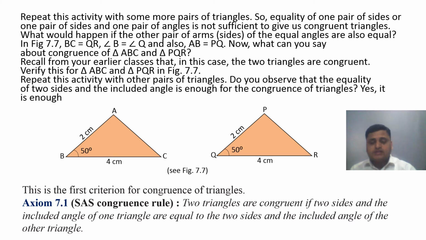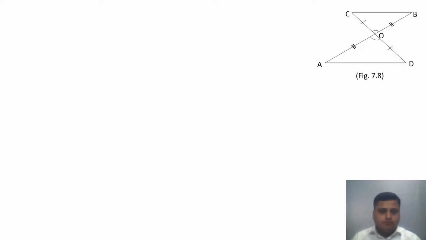And why do we say axiom? Because this is a statement, and I have shown it with the help of an activity. You can see that between two sides of triangle PQR there is an angle of 50 degrees, and between two sides there is angle B, which is also 50 degrees. Both angles are equal and two sides are equal. That's why we call it the SAS congruency rule, which is an axiom. Now see, it will be more clear when we take one example.